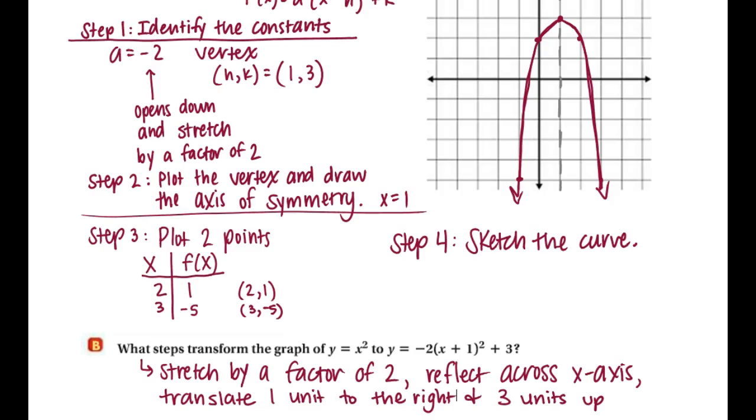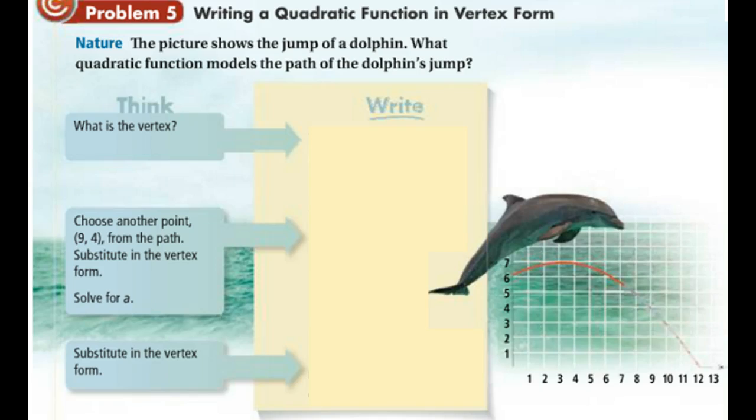Part B is asking us what steps transform the graph of the parent function to the graph that we just went through above. And these are the steps that we took. We stretched by a factor of 2, and we also reflected across the x-axis. Both of those steps were determined by the a value of -2, as we discussed before. Also, the vertex coordinate 1, 3 had us translate the parent function 1 unit to the right and 3 units up.